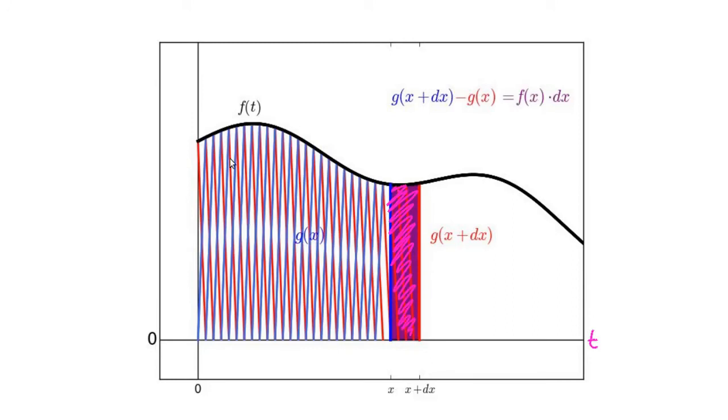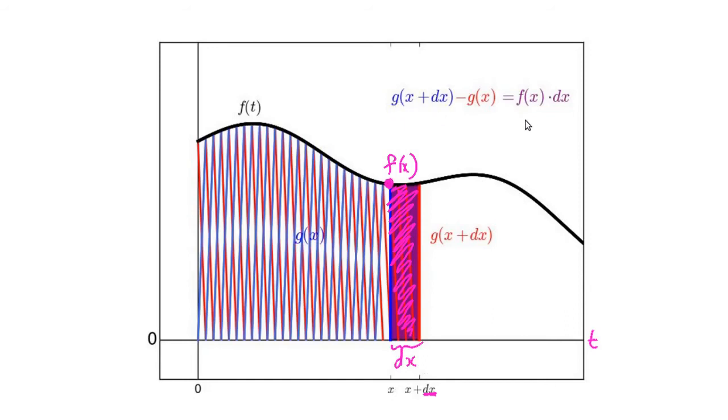That's the difference. If I find all of the red area and then subtract off the blue area, I'm left with just this place that's roughly rectangular. And in fact, if I make dx small enough, it'll actually become rectangular in the limit that dx gets small enough. So I can say g of x plus dx minus g of x is equal to that rectangle. And what's the height of that rectangle? Well, this value right here is f of x. So that's the height, and the width here is dx.